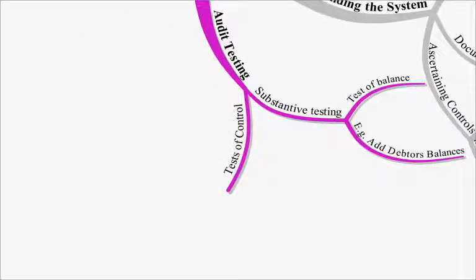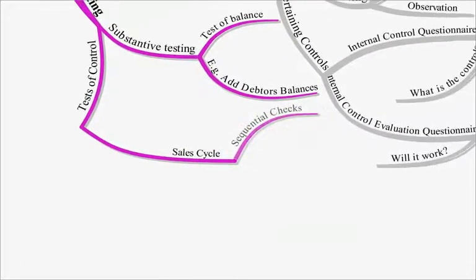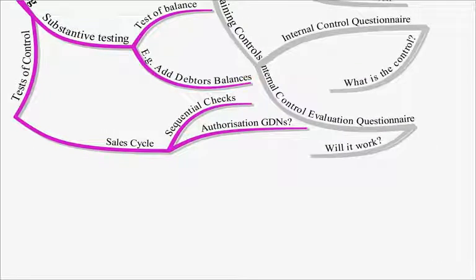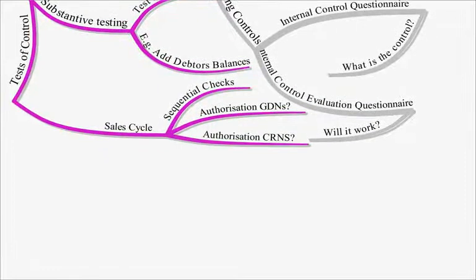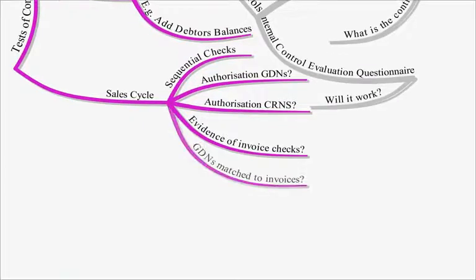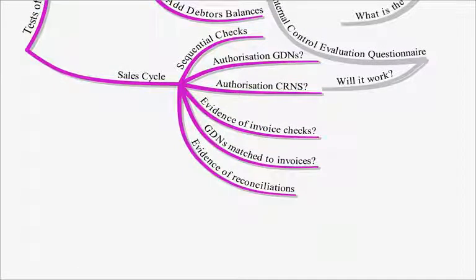The other type of testing is tests of control. Tests of control focus on the controls in the system and test whether they're working correctly. For example, on the sales cycle, we'll maybe do sequential checks to make sure that there are no invoices missing. We'll check for authorization of goods delivered notes. We'll check for authorization of credit notes. We'll look for evidence of invoice checks, that the invoices are added correctly, the correct prices on them. We'll check that the goods delivered notes are matched to an invoice, and we'll look for evidence of regular reconciliations. So all of these are tests that controls are in place.